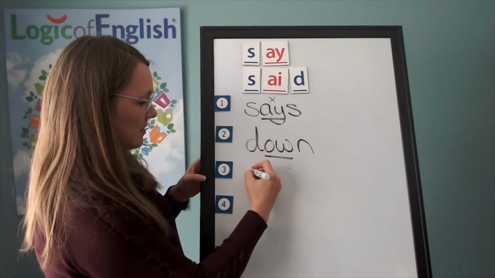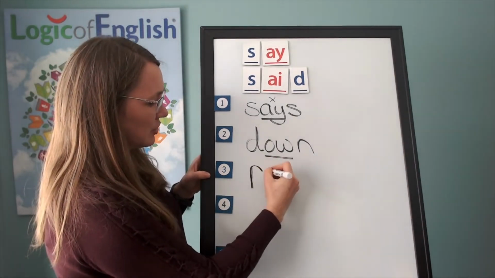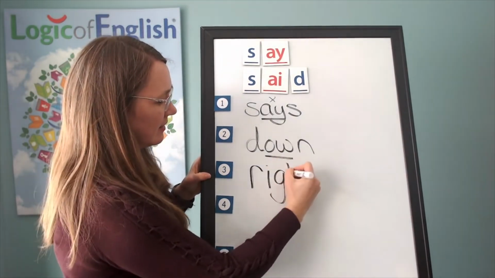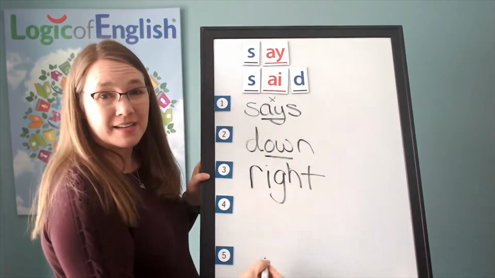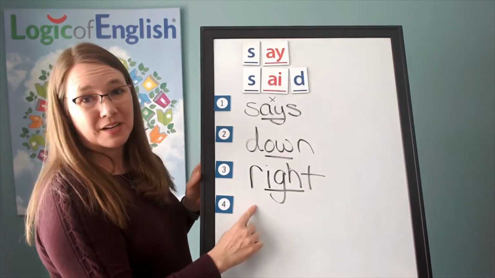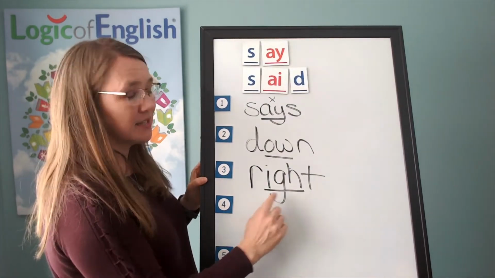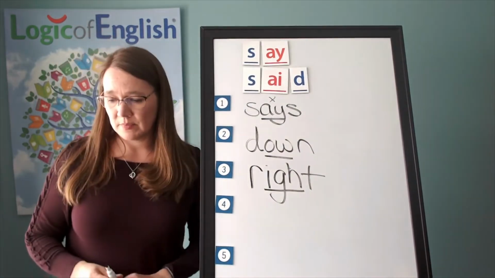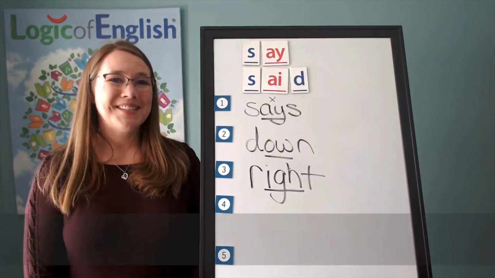All right, help me to write it. I. T. And how will we mark it? We'll underline the I. Let's sound it out. I. T. Right.